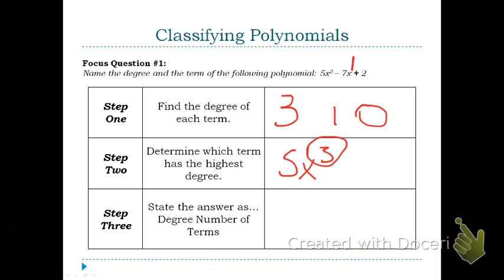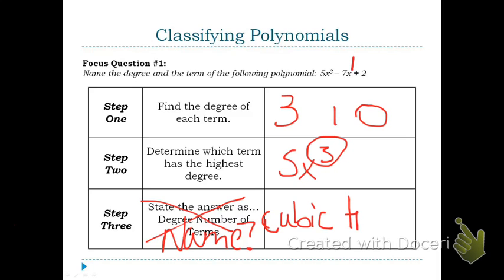Okay, so the step 3, let's cross that out and just say what's its name, because that's what that's asking us to do. What's the name of this polynomial? So the highest degree is 3, so we call it cubic. And because there's 3 terms, we call it a cubic trinomial. So that's the name of this polynomial.